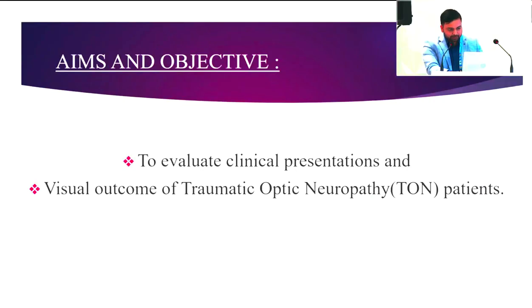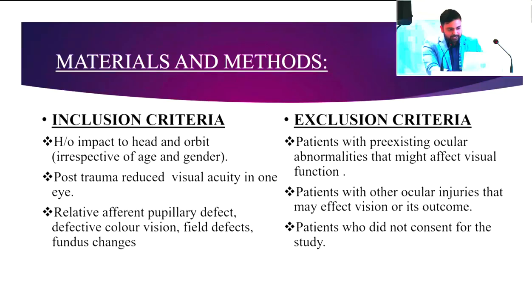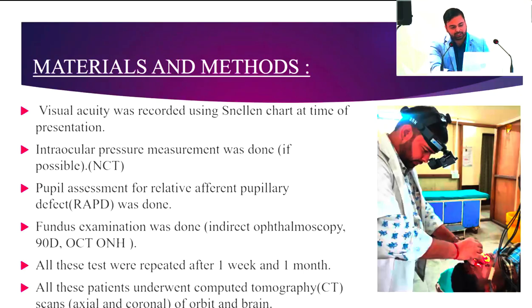The aim was to evaluate the clinical presentation and visual outcomes. It was a hospital-based cross-sectional study. The sample size was 26 patients, and the duration of the study was 6 months. Inclusion criteria were history of impact to head or orbit irrespective of age and gender, post-trauma reduced visual acuity, and presence of RAPD, color vision defect, field defect, and fundus changes. The exclusion criteria were patients with pre-existing ocular abnormalities that might affect visual function, patients with other associated ocular injuries that may affect vision or its outcome, and patients who did not consent for the study.